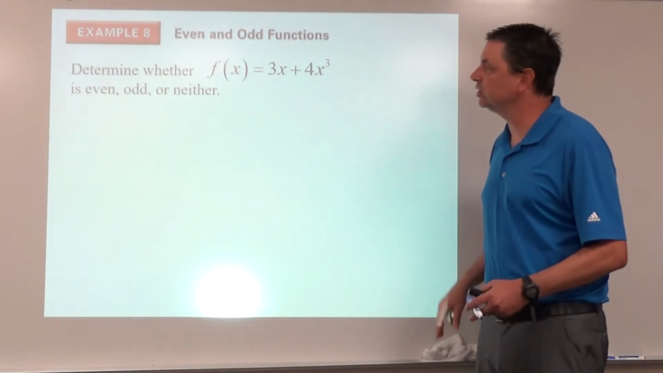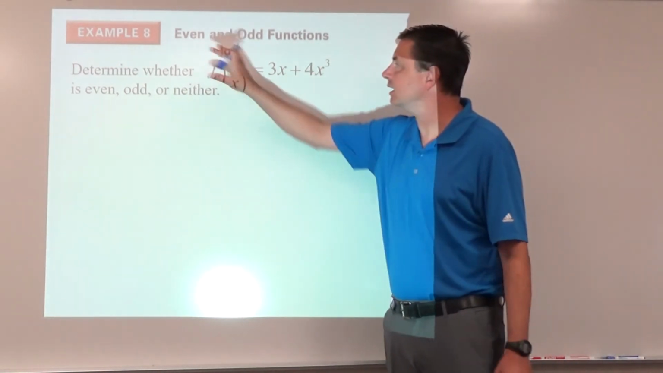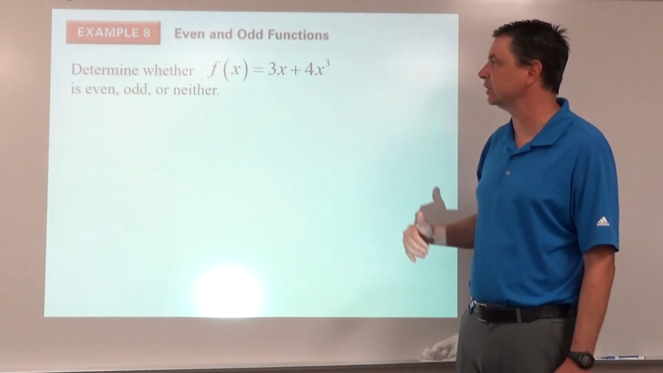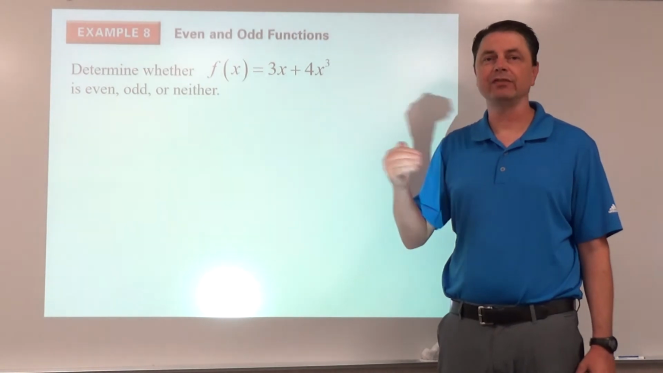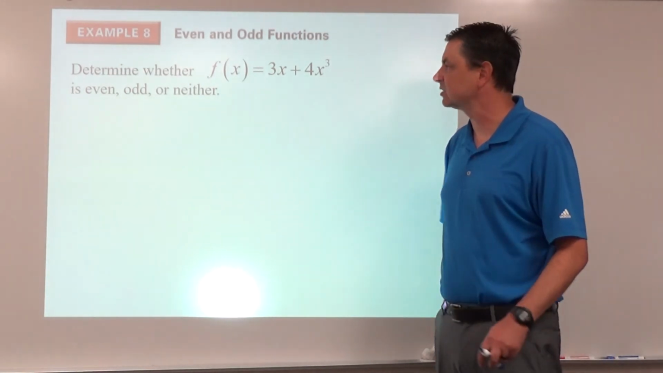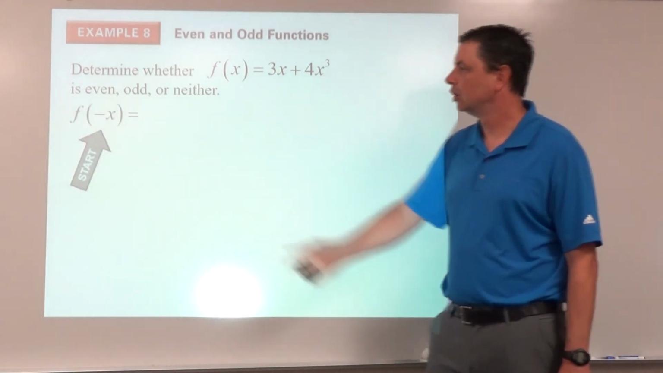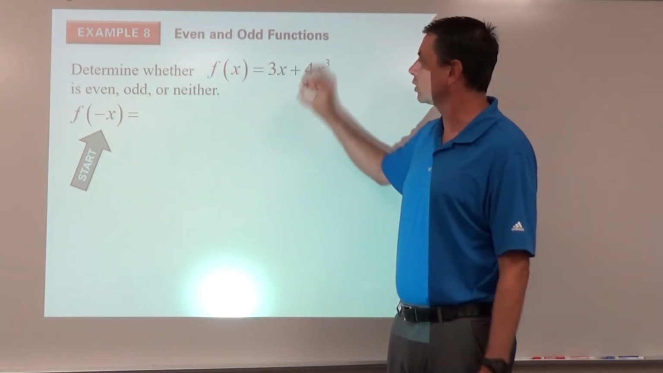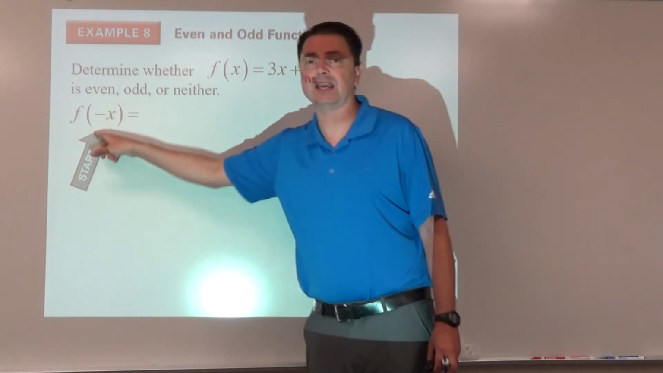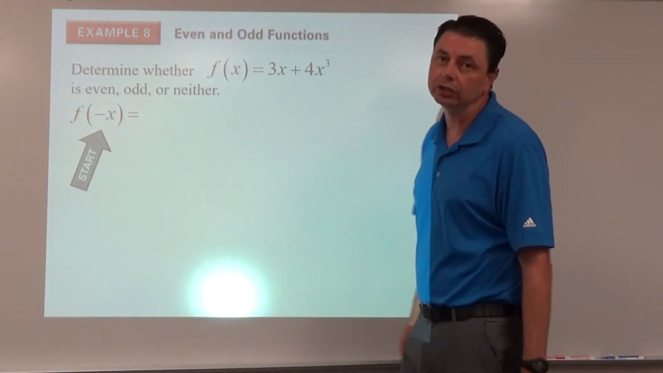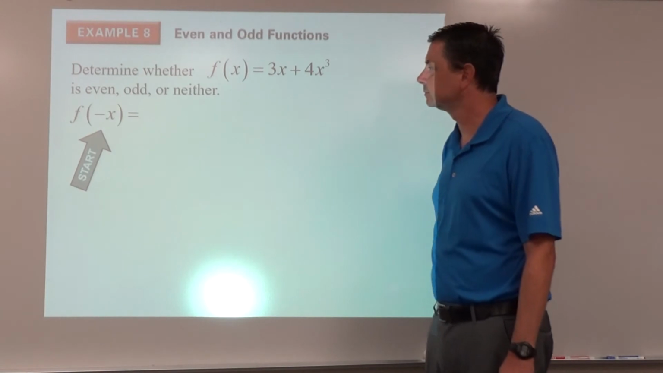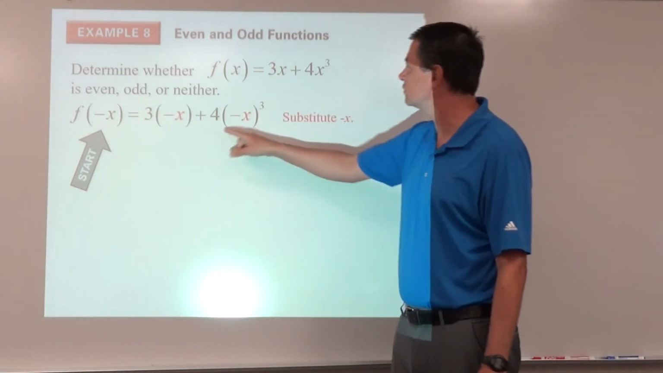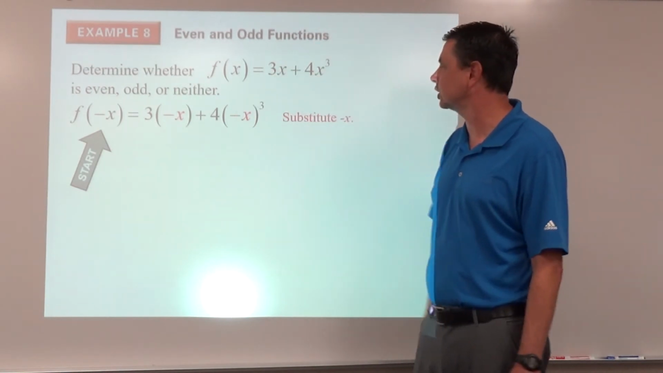So the way that we would determine this algebraically, is it even or odd? Again, we go back to that algebraic definition. We would start with f of negative x. That's our start. Always start with f of negative x. So now we're going to go into the function. We're going to replace every x with negative x. Definitely want to use the parentheses. So we get 3 times negative x plus 4 times negative x cubed.